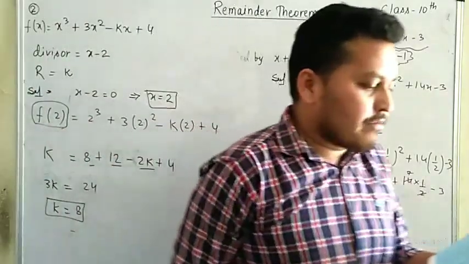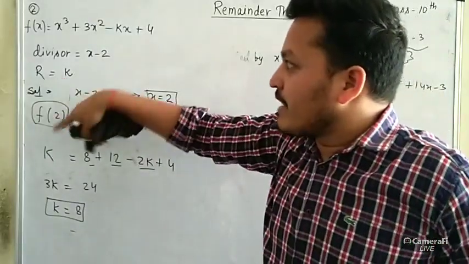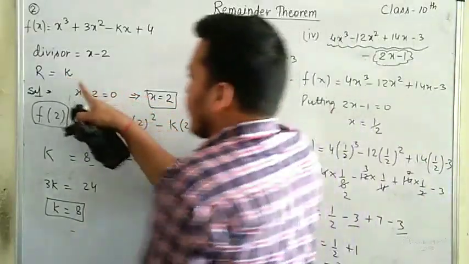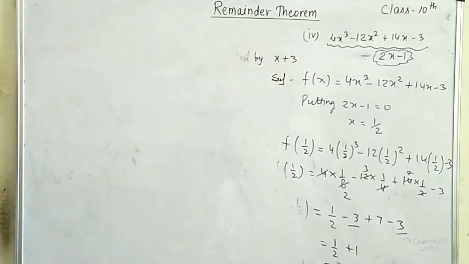Find the value of a if the division leaves a remainder 5. In this question the remainder was k, but in the next question the remainder is given as 5. So here we can take the value of 5. Next I am taking the fourth question.